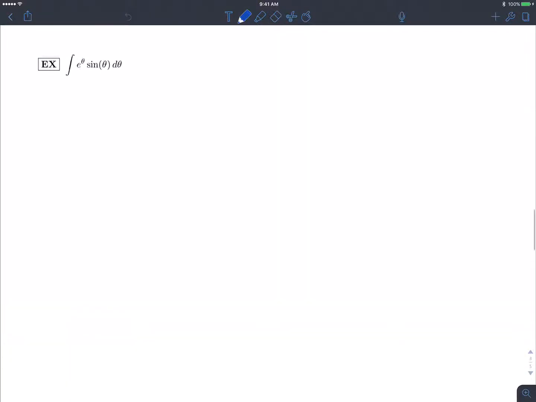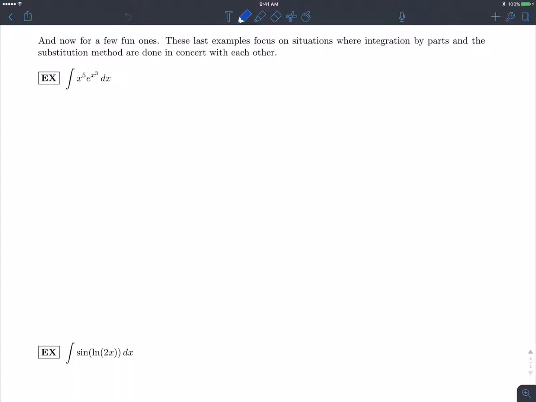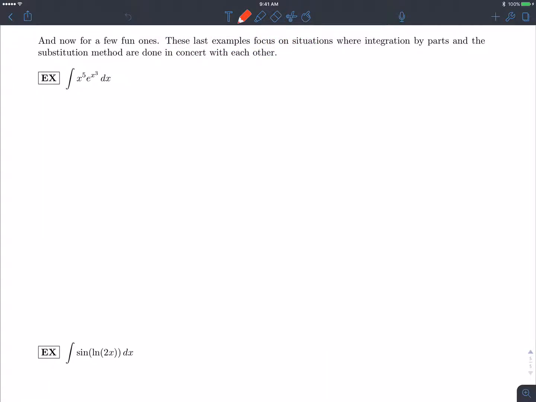If we go back a few examples, we did this one, x e to the 2x, and that was a relatively straightforward integration by parts. So we might think, and this is not going to work out, but just so you can see how it doesn't work out, we might be inclined to say, well, I'm going to let my u be x to the fifth and my dv be e to the power of x cubed dx.